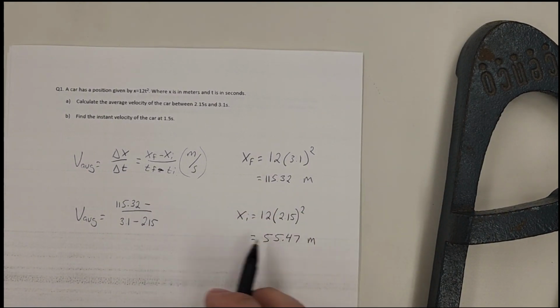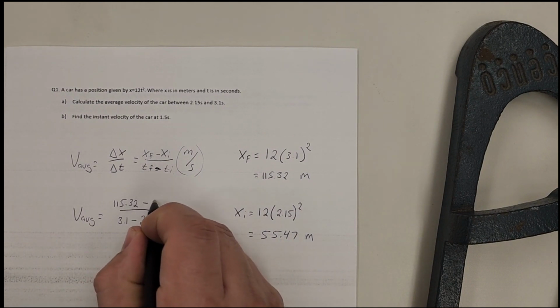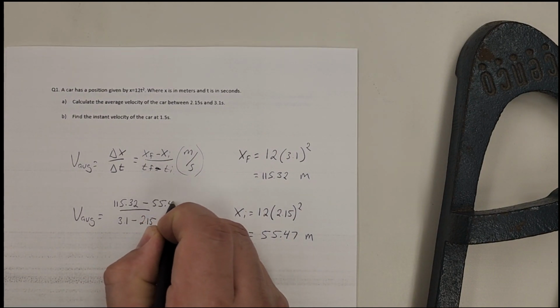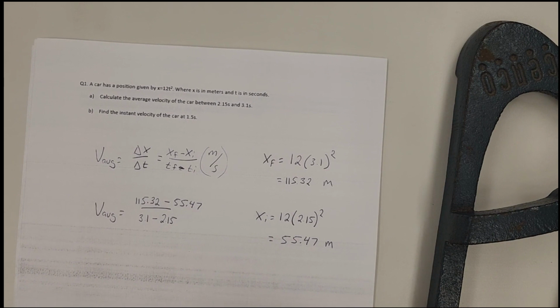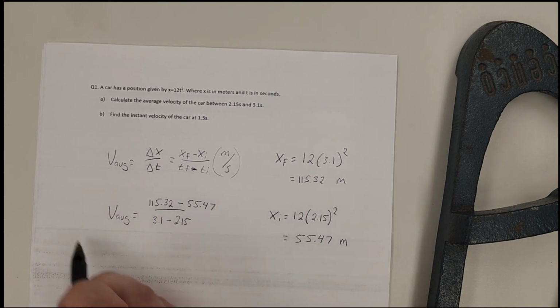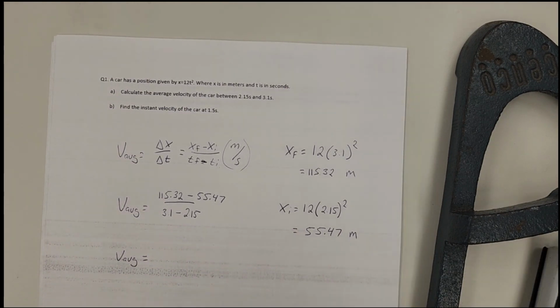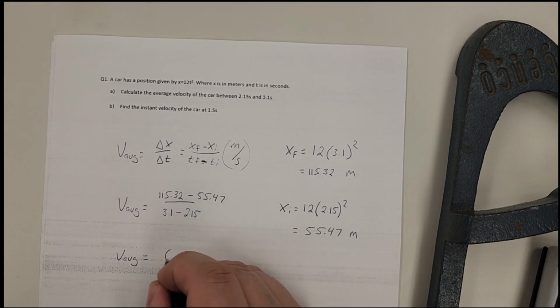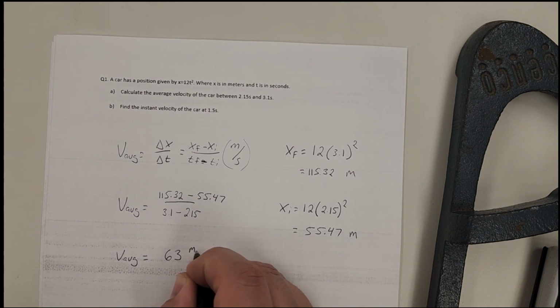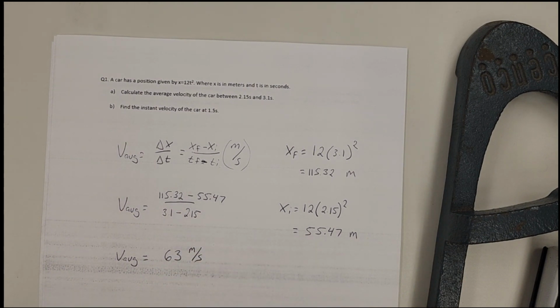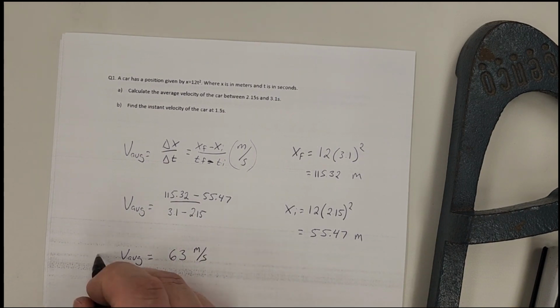So then we can go ahead and put this one in over here. We'll have 55.47. Okay, and then we just have to calculate what this is. So the V average in this case will just be that. If we do it out correctly, we should get 63 meters per second. I'll leave it up to you to get your 2 numbers up top here. We should get 63 meters per second. That's part A.